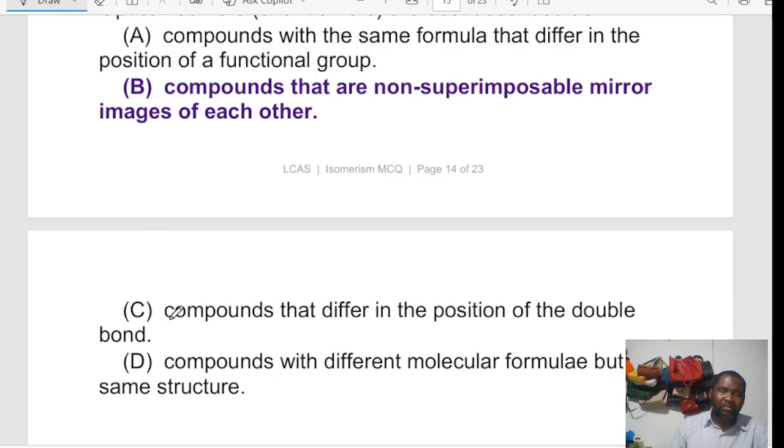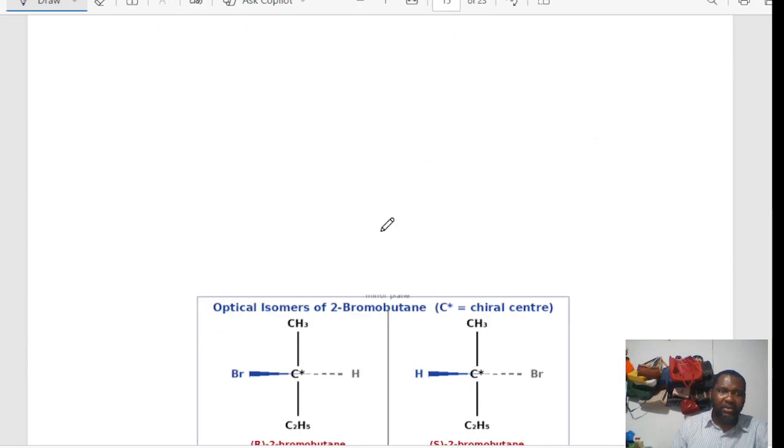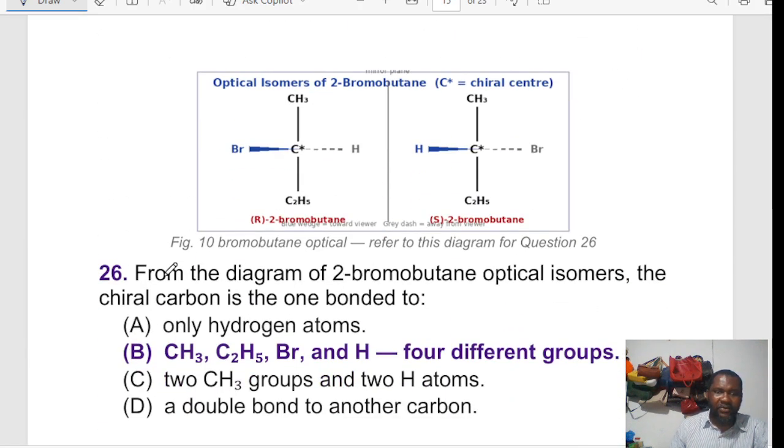Now, C says compounds that differ in the position of the double bond. No. D says compounds that differ with different molecular formula. No, not at all. Isomers must have the same molecular formula. You can see that makes a lot of sense. So B is the answer. Now let's see the next question here. It says from the diagram of 2-bromobutane optical isomers, the chiral carbon is the one bonded to. Okay, yeah, this is 2-bromobutane.